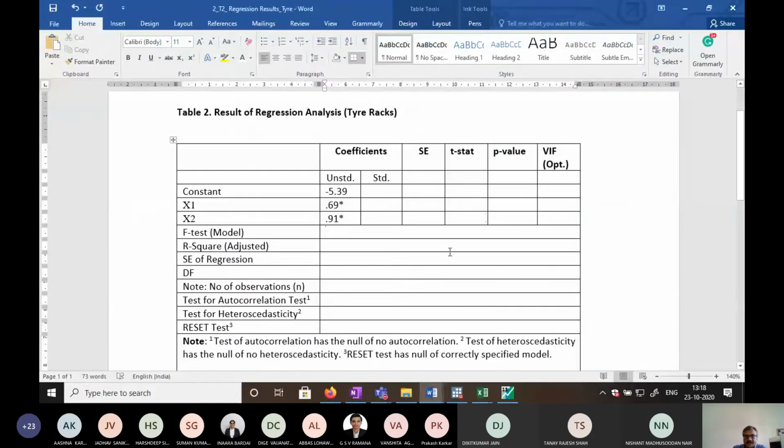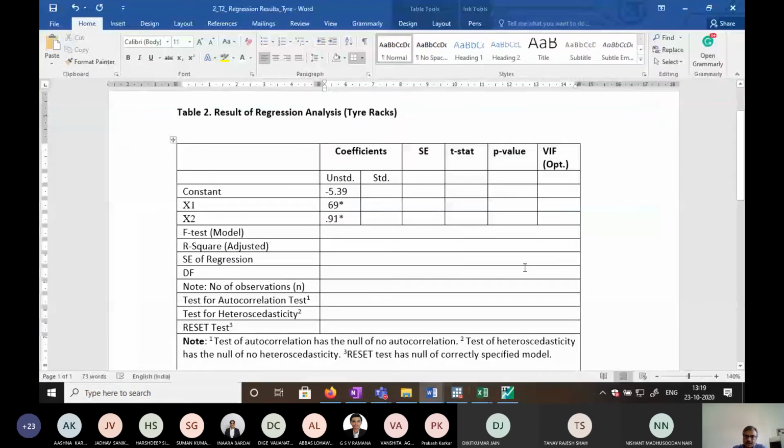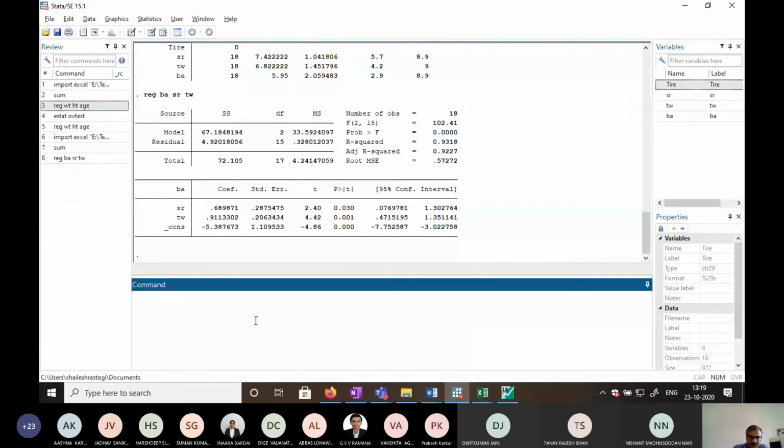Then the next thing is R square. In brackets, you can put the adjusted R square value. Look, R square value is equal to 93%. Seems to be very high. Adjusted R square is equal to 0.92. So R square values are coming very high. But whenever R square is high, you should immediately check the correlation, pairwise correlation.